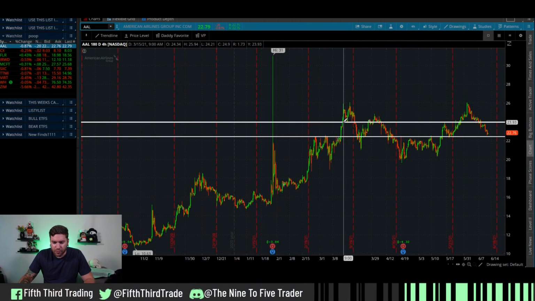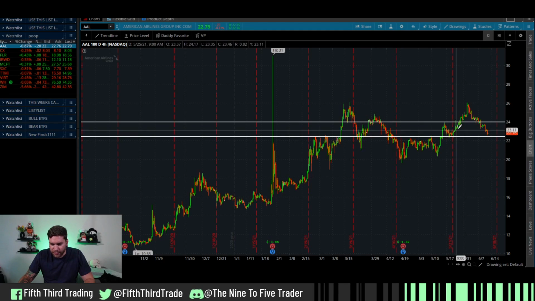When you're drawing supports and resistances, make channels. It should be 100% moves from support to resistance, resistance to support. So as we can see, support to resistance, resistance to support, support to resistance, resistance to support. You can see it has clear 100% moves. Is it perfect? No, but more times than not it is.